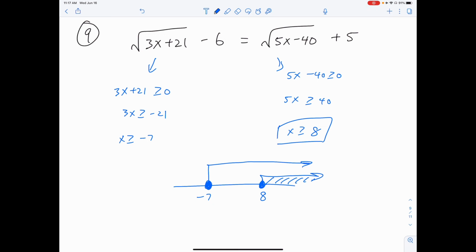Again, you can think about it logically, right? If I'm bigger than or equal to 8, then I'm guaranteed to be bigger than or equal to negative 7. But if I'm bigger than or equal to negative 7, for example, negative 5, that's not bigger than the 8. So therefore, the stronger condition is always the one more to the right.